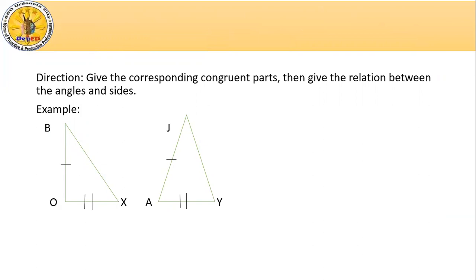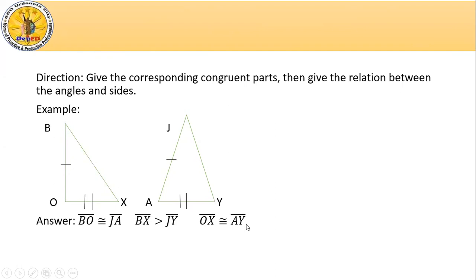So in our example here, we have triangle BOX and triangle JAY. So, what are the corresponding congruent parts? These are the parts with the same markings. So, line segment BO is congruent to line segment JA. Another, OX is also congruent to AY. Obviously, triangle BOX is a right triangle and triangle JAY is an acute triangle. So, BX here is greater than JY. So, it is in the given.